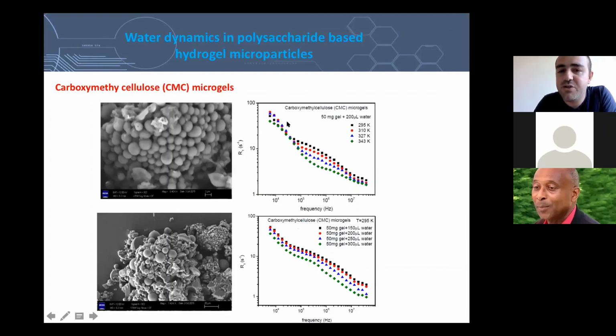And actually one can try different things. As you can see here, one can introduce different amounts of water, and in this way study the case where the pores are fully saturated with water, or partially saturated with water.